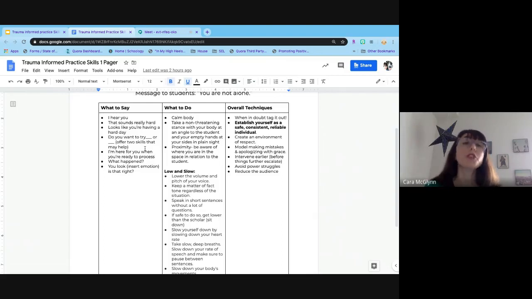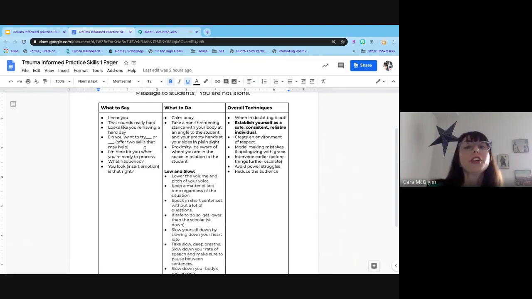So if you're just trying to regulate with them and get them before they hit that big crisis, you're trying to interrupt. By putting your hands on a child, you might actually send them through the roof. So just be really aware of giving them lots of space when they're feeling escalated.